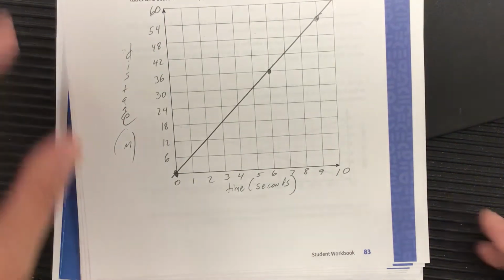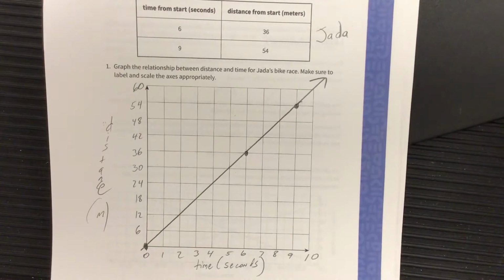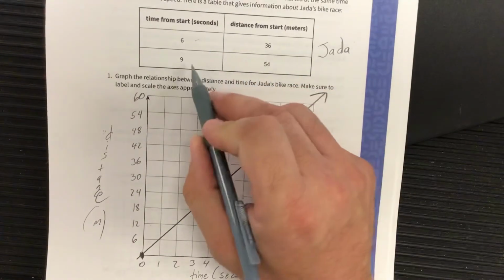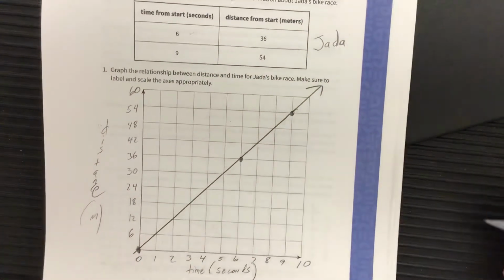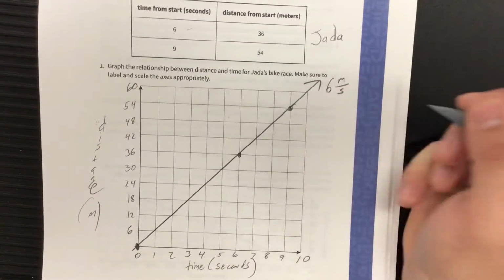All right, so looking at that information, again, this is Jada. How fast is she going? 6 meters per second. 36 divided by 6, 54 divided by 9. Figuring out the constant of proportionality. She is going 6 meters per second.